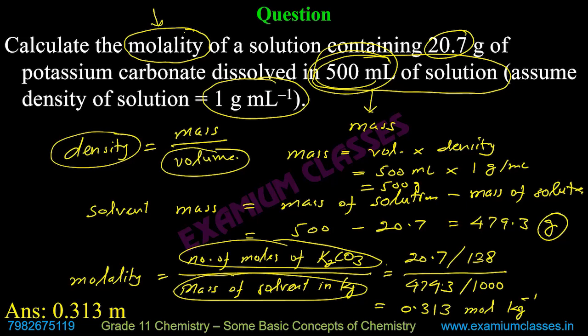So in this case, what I have done is I calculated the mass of the solution first. Why did I need the mass of solution? Because I need the mass of solvent. Mass of solvent I can get by mass of solution minus mass of solute, 479.3. After that, I calculated the number of moles of K2CO3, divided these moles by mass in kg, and got the answer.